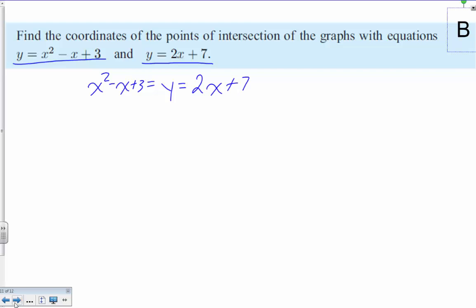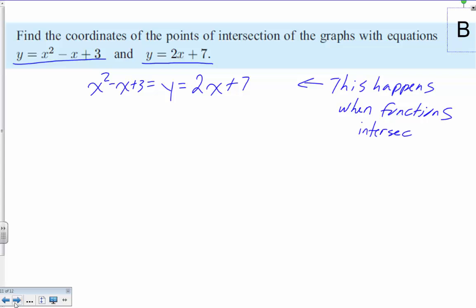That only happens when the functions intersect. But one thing we know, y is equal to x squared minus x plus 3, and y is equal to 2x plus 7. So what we're going to do is move this, we'll just get rid of it, and we'll make the two equations equal to each other.